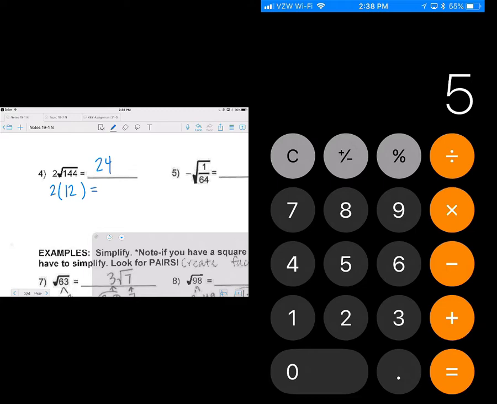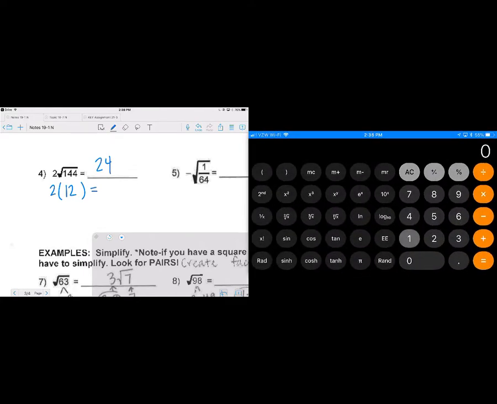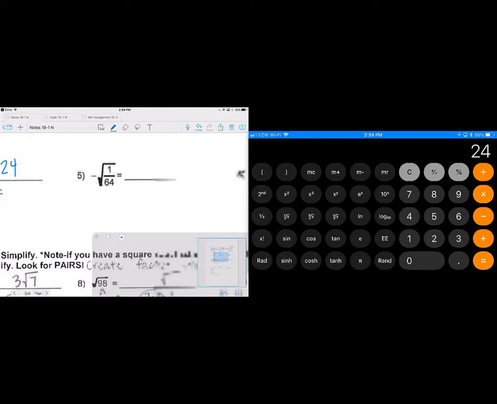On my phone, I would turn it to the side. I would say 144. What's the square root? It's 12, and then times 2 is 24, okay?